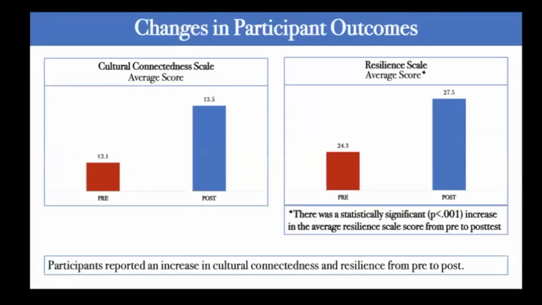So here are some sample evaluation data results. They're just to give you ideas. What we found before and after this 6-month intervention, the youth completed a cultural connectedness scale, and the average score increased from pre to post. And then they also took a resilience survey, and from pre to post, not only was there an increase in the average score, the change was statistically significant. So that's an example of changes in participant outcomes.